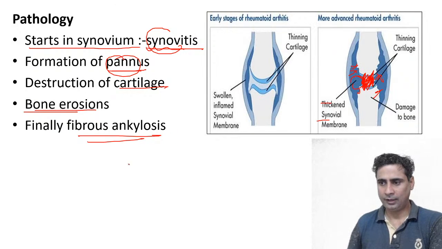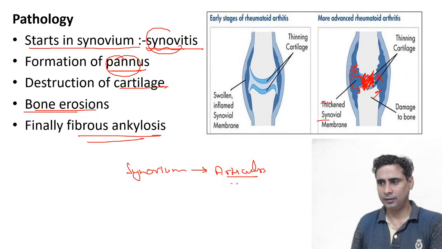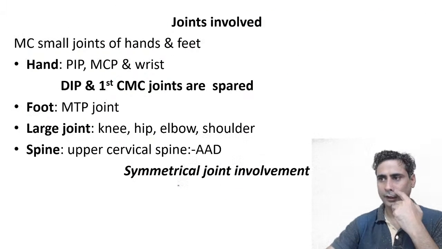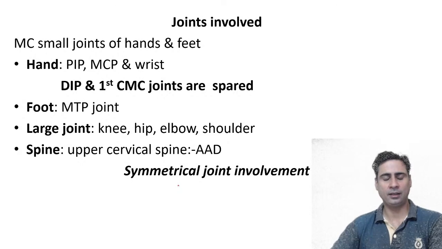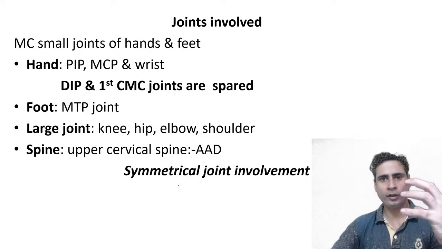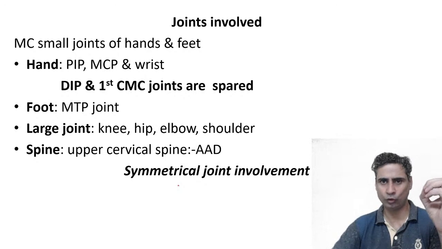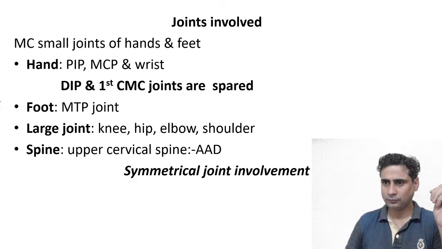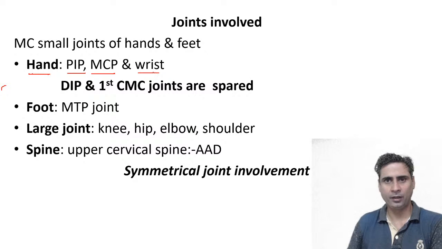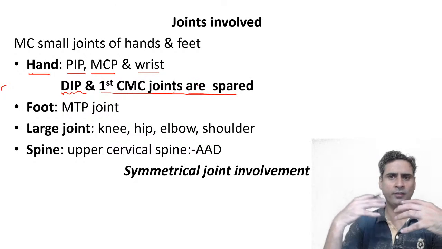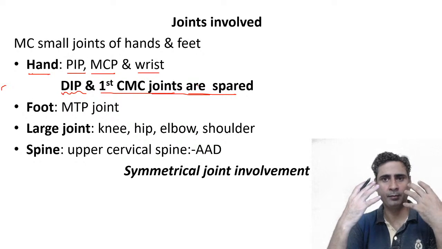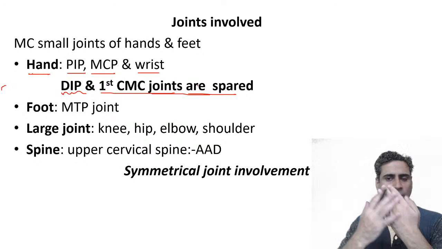So what happens? First there is synovium involvement, synovitis, then there is involvement of articular cartilage. Whereas in osteoarthritis, first articular cartilage is involved and later on synovium is involved. Now joints involved. Usually rheumatoid arthritis is considered as a disorder of small joints of hand and feet, and these are the hand joints which are involved most commonly. So in hand there is involvement of proximal interphalangeal joint, metacarpophalangeal joint and wrist joint, and with typical sparing of distal interphalangeal joint and first carpometacarpal joint. Now you will always get confused between primary osteoarthritis and rheumatoid arthritis, that which joints are involved in hand.